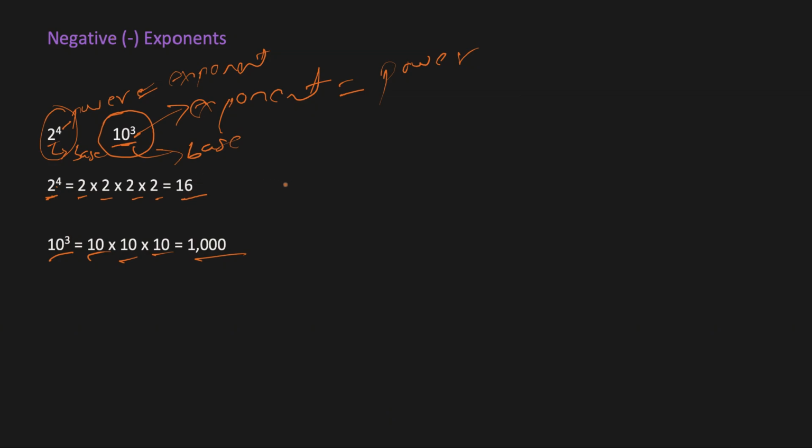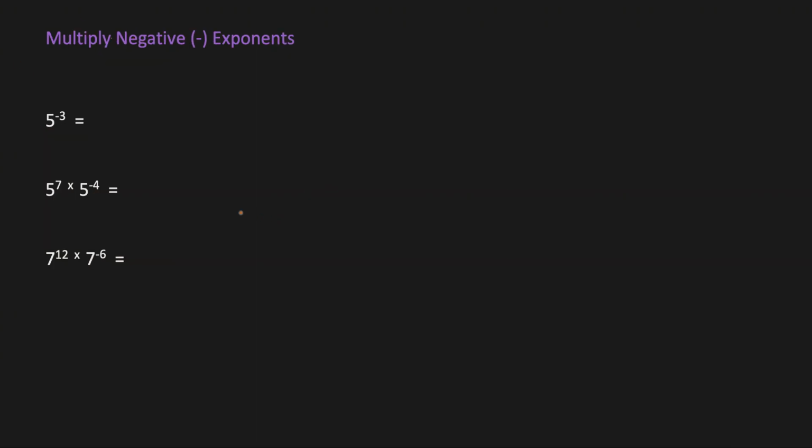Cool. So with that knowledge, let's talk about a couple of examples of negative exponents, and see how to multiply when we have a negative exponent. Before dealing with multiplication, let's see what it means when we say 5 to the power of negative 3.